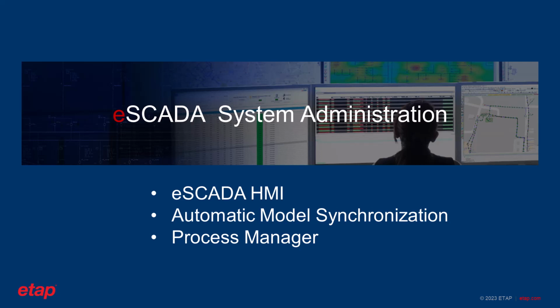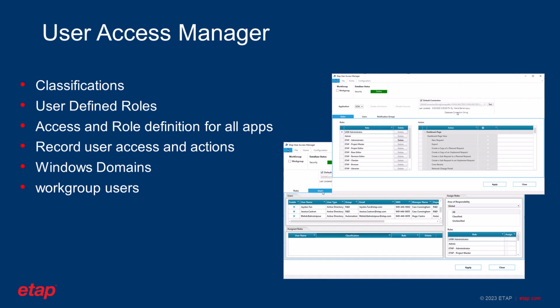Now let's look at more detailed functionality of this eSCADA. Let us start with the administration of the system, including HMI, synchronization, and process manager. The User Access Manager allows the administrator to configure access to the system. It is based on area of responsibility and roles performed by each user. The User Access Management defined here is used across all applications, including HMI, eWeb, alarm management, control, and more.